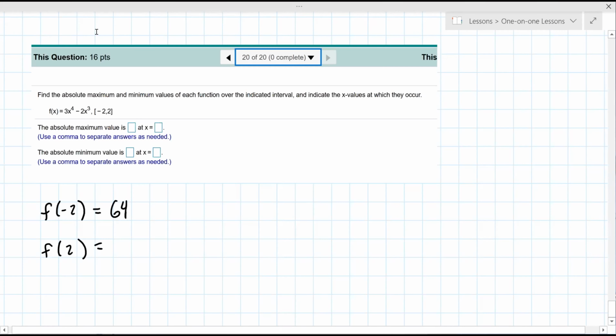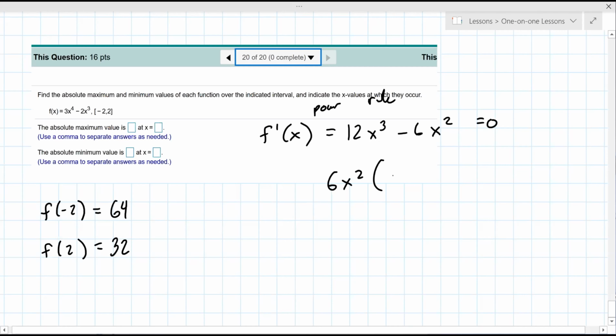So f of 2 is 32. Okay. f of -2 is 64. Great. So now the next thing you have to do is take a derivative. The derivative of this function is 12x cubed minus 6x squared. That's the power rule. You're going to set it equal to 0. You want to factor out as much as you can. You can actually factor out a 6x squared from both.